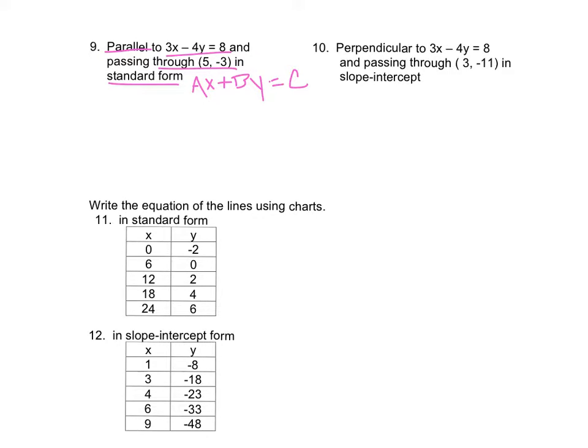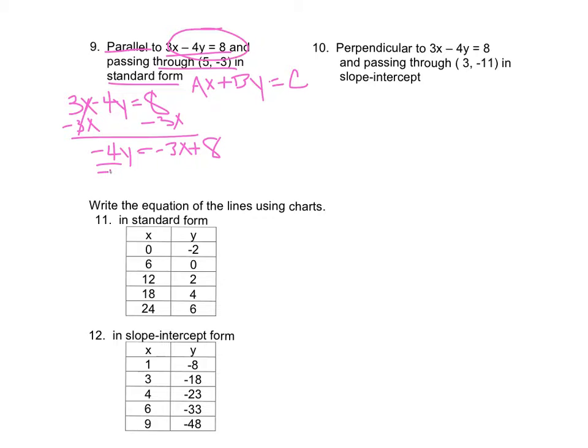Okay, so we know that parallel lines have slopes that are the same, which means we need to find the slope of this equation. If we know the slope of that equation, we will know the slope of the new equation. So I'm going to write down that equation, 3x minus 4y equals 8. In order to find the slope of this equation, I'm going to get y by itself. So I'm going to subtract 3x. So that's negative 4y equals negative 3x plus 8.